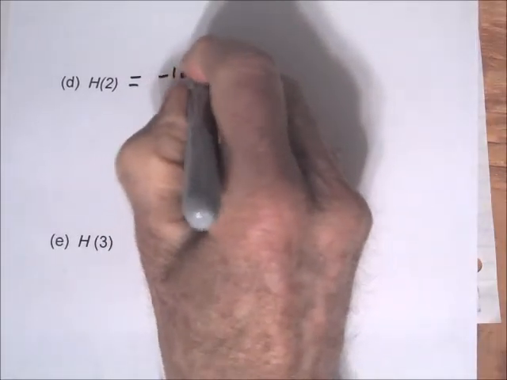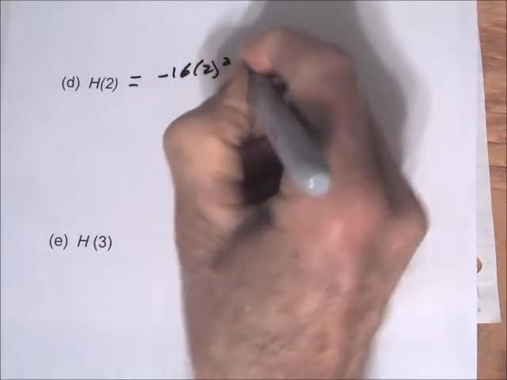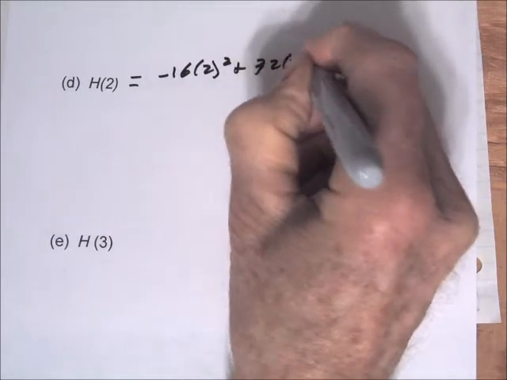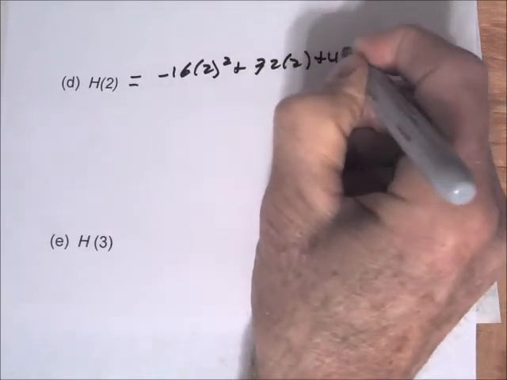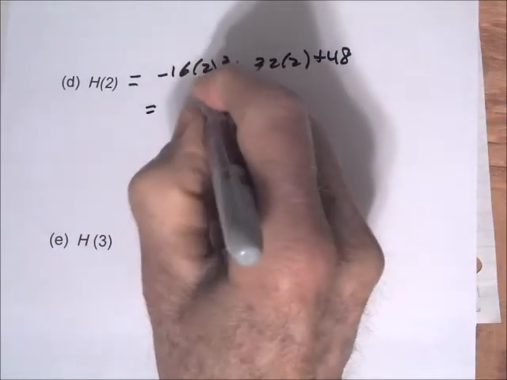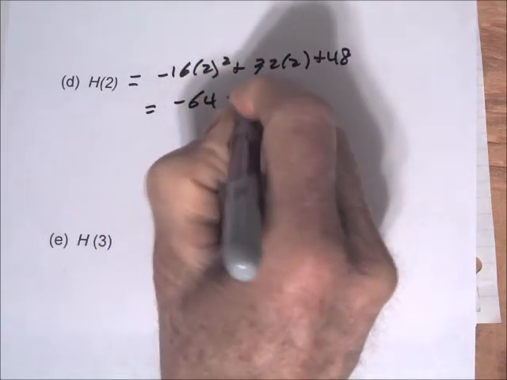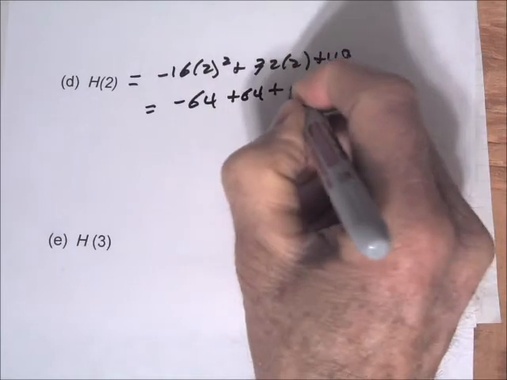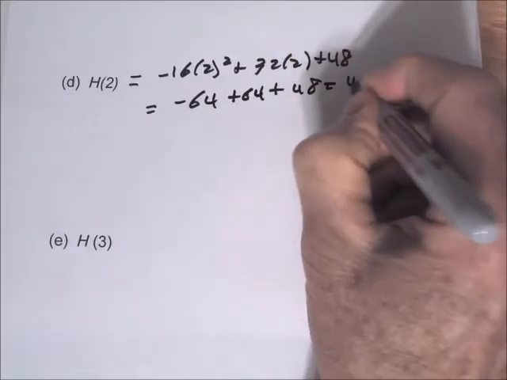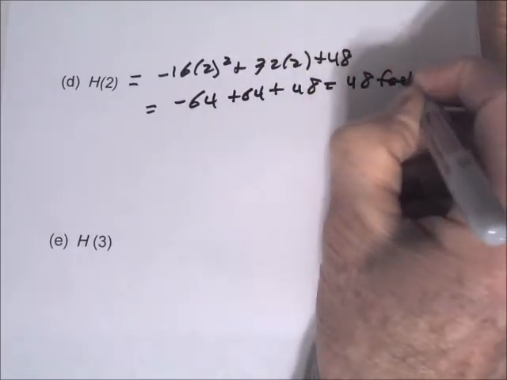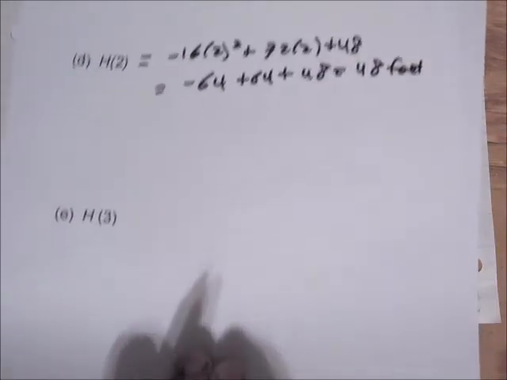h of 2: minus 16 times 2 squared plus 32 times 2 plus 48. 2 squared is 4. 4 times negative 16 is negative 64, plus 64, plus 48. And so now the rocket is on its way down. It's got to come back down to 48 feet.